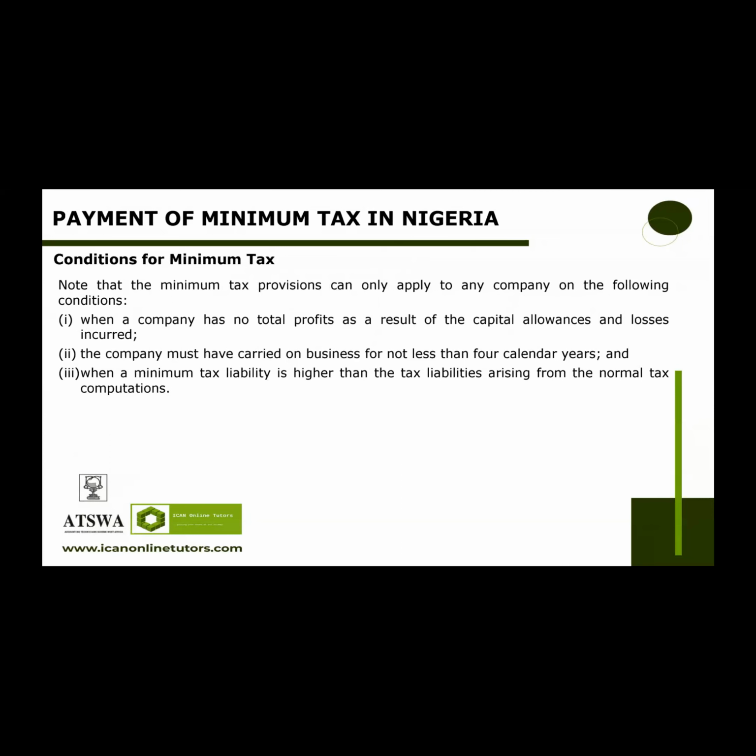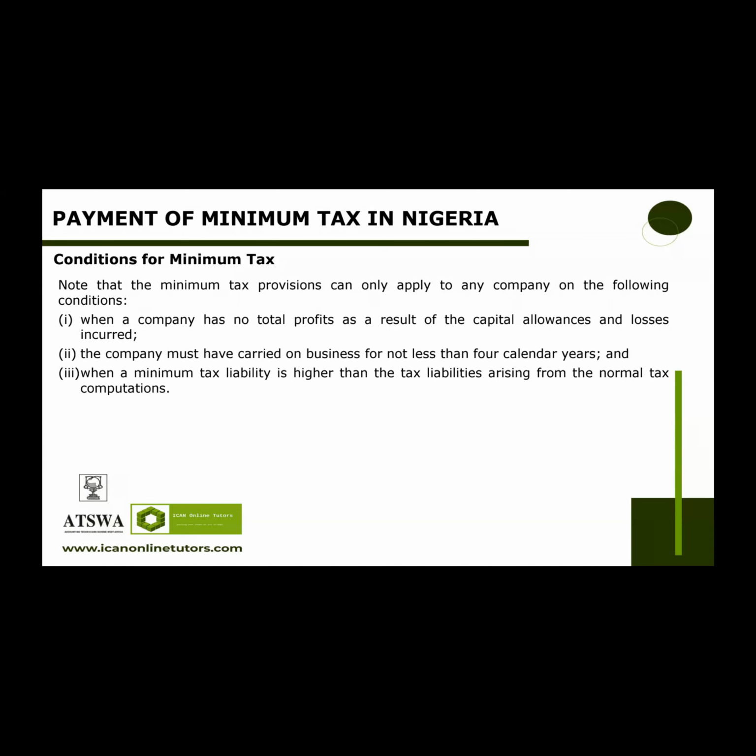The conditions are that when a company has no total profit as a result of the capital allowances and losses incurred, such company will be exempted from payment of minimum income tax. Otherwise, such company may have to pay minimum income tax. The company must have carried on business for not less than 4 calendar years. And when the minimum tax liability is higher than the tax liability arising from the normal tax computations, the company will pay minimum income tax. Are we together? So that's that.